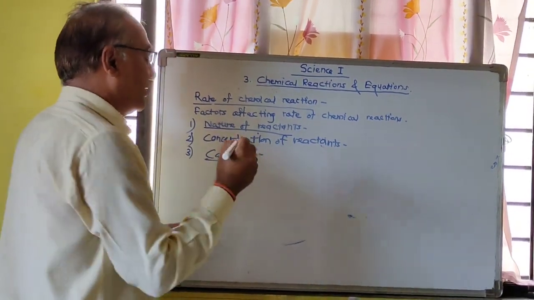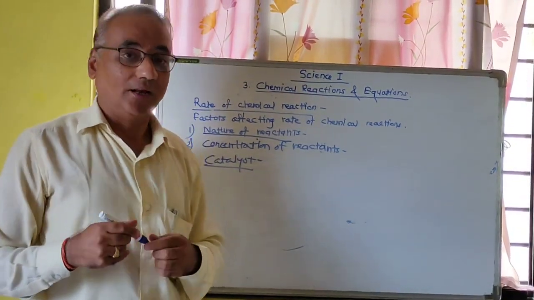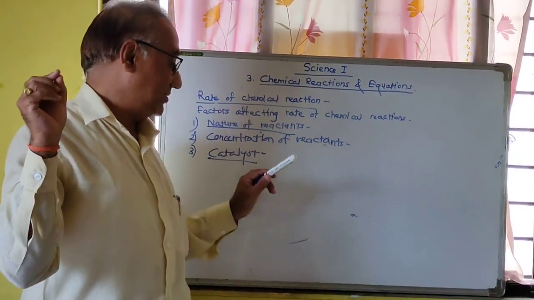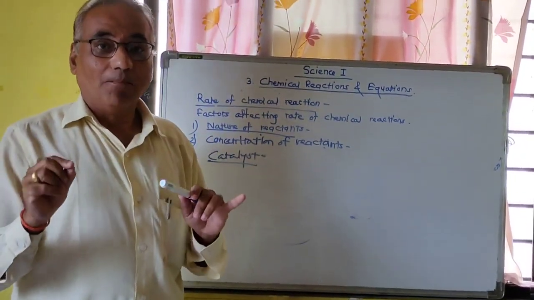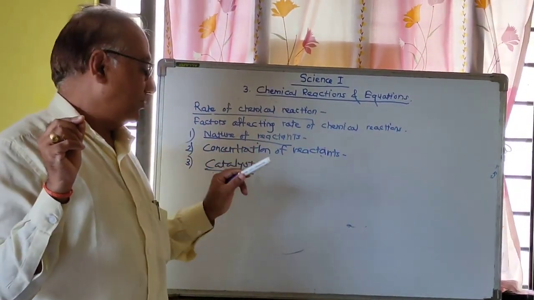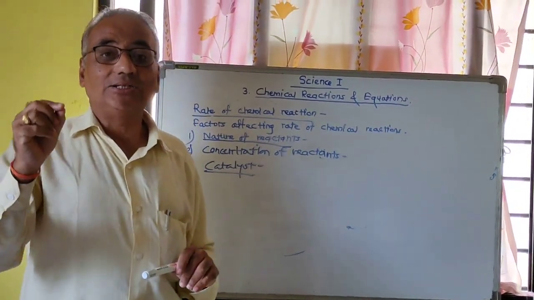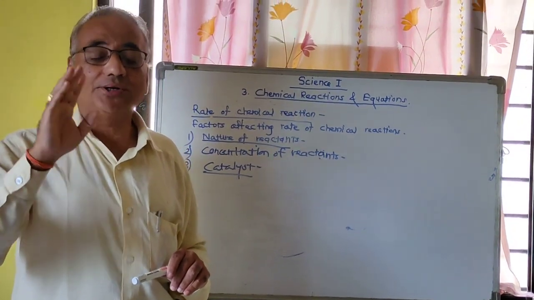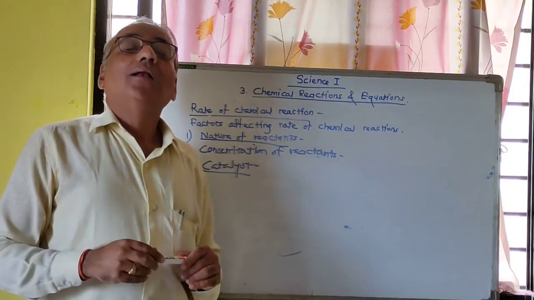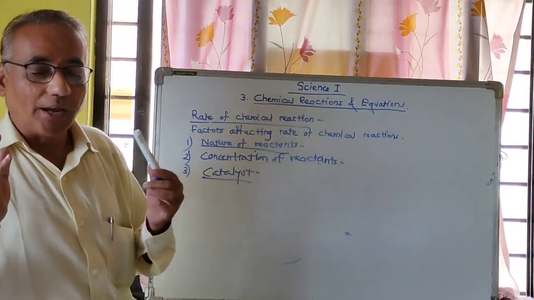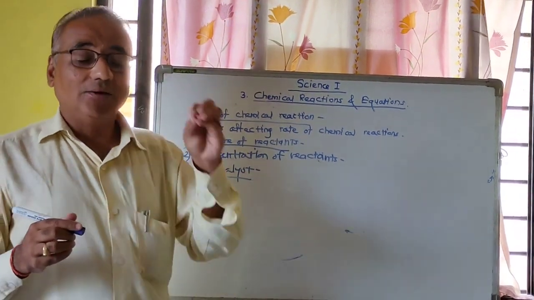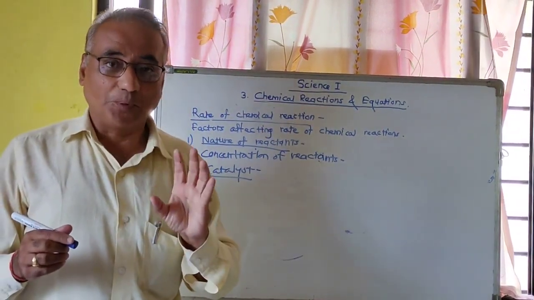Now in Marathi it is called as utprerak. Now see what is meant by catalyst. A catalyst is a substance whose mere presence increases the rate of reaction. It cannot take part in any chemical reaction. Now I think you cannot understand this definition of catalyst. In Marathi it is called as utprerak.